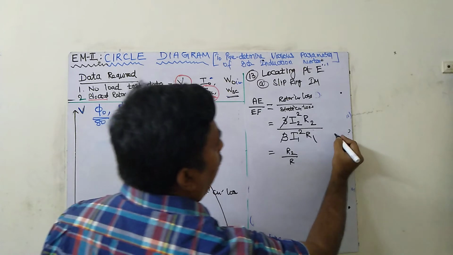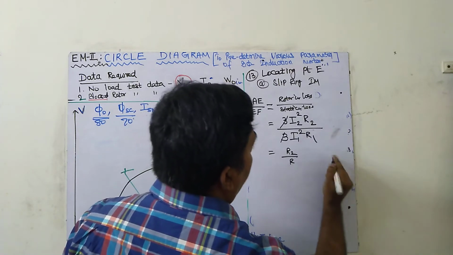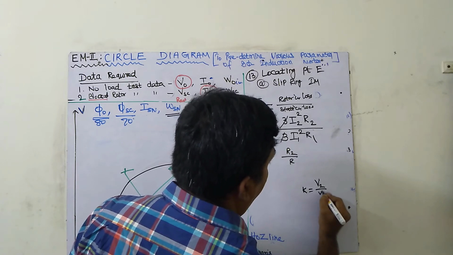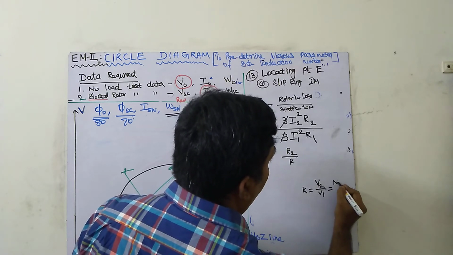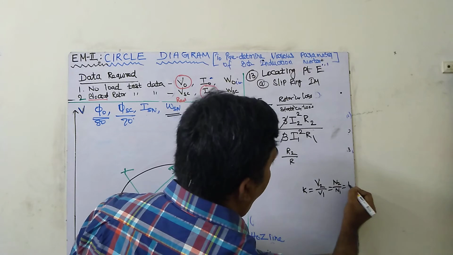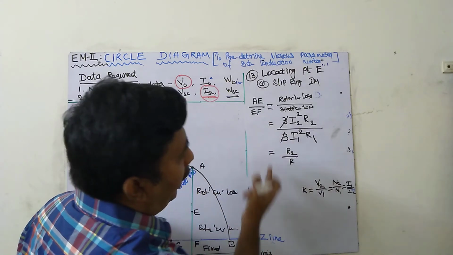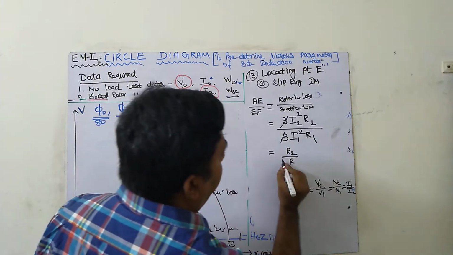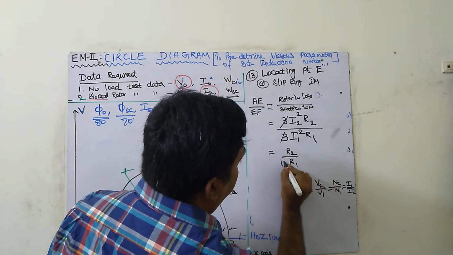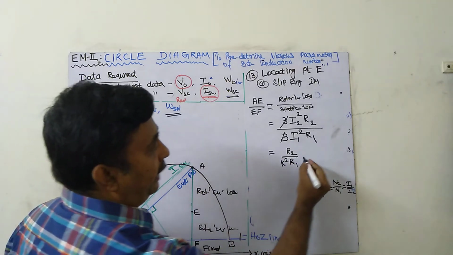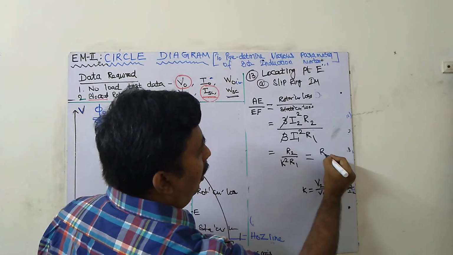Why is it I2 by I1? We know that the transformer ratio K equals V2 by V1, which equals N2 by N1, which equals I1 by I2. So I2 by I1 equals 1 by K, so 1 by K square. That gives R2 by K square into R1. What is R2 by K square? R2 by K square equals R2 dash.